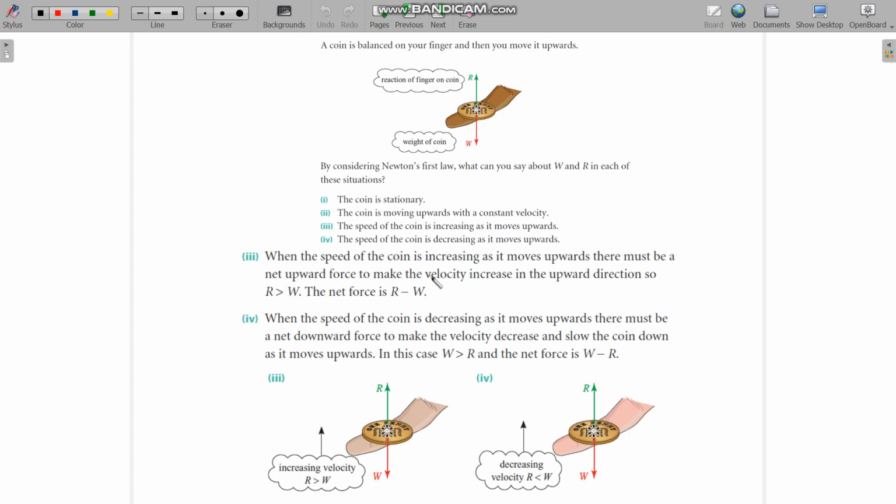And when the coin is moving upwards but the speed is decreasing, the velocity is decreasing, this means it is decelerated downwards. So in this case the W is bigger because we have a resultant force downwards, because we have acceleration in this direction downwards, and the resultant force is W minus R going down.